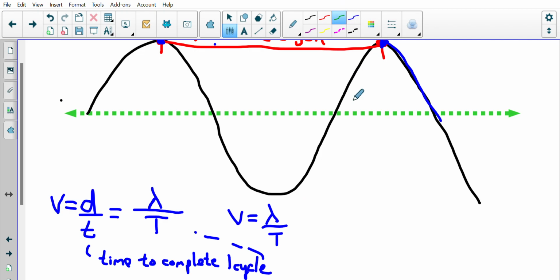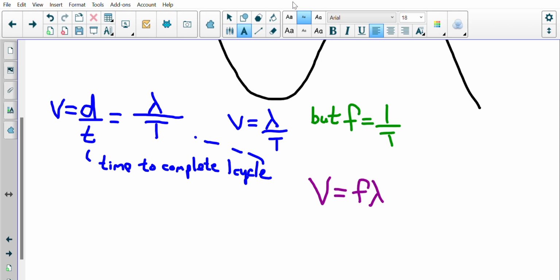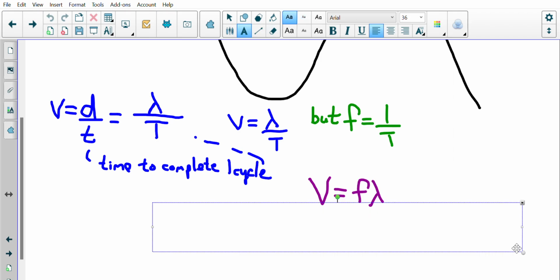But I'm going to further change that up a little bit because I just want to make it easier, because people don't like fractions. Our frequency is equal to 1 over T. So instead of putting a T in the bottom, I'm going to put an F on the top for our formula. And so we have V, the velocity of our wave, is equal to F, which is 1 over T, times our wavelength. And this is called, sounds really impressive, the universal wave equation.